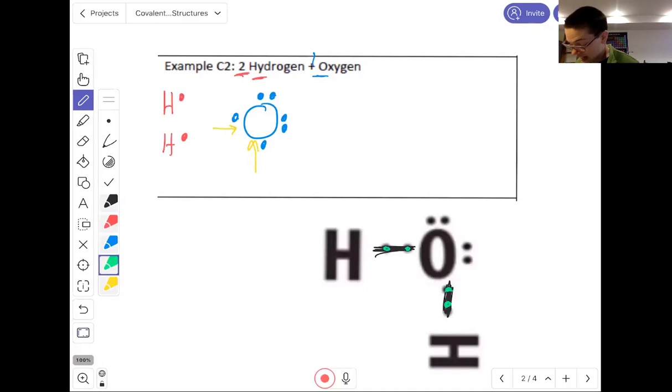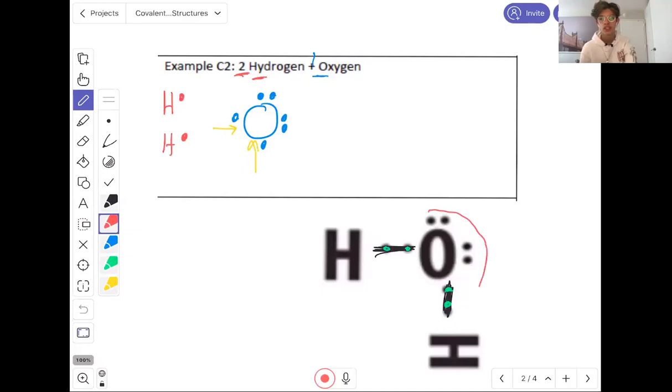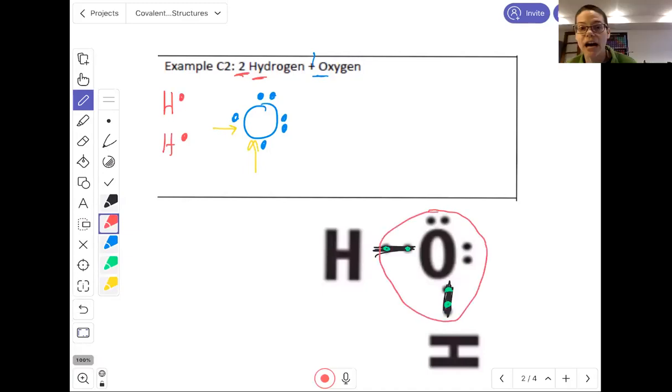So if I cover up the H's, can you count 8 dots around the oxygen? Yes. Yeah. Yes. But Ms. Baskin, I have a question. Is that how you do the diagram?